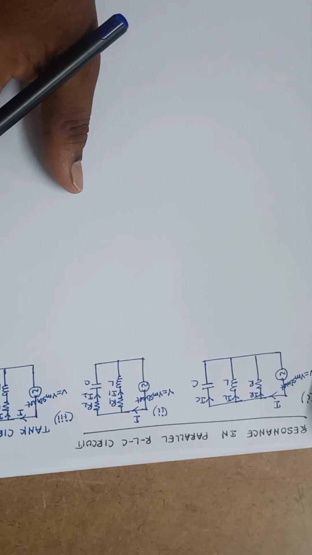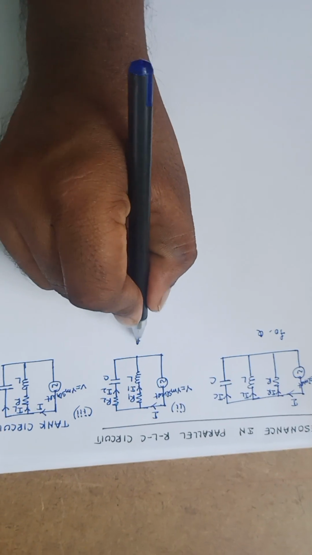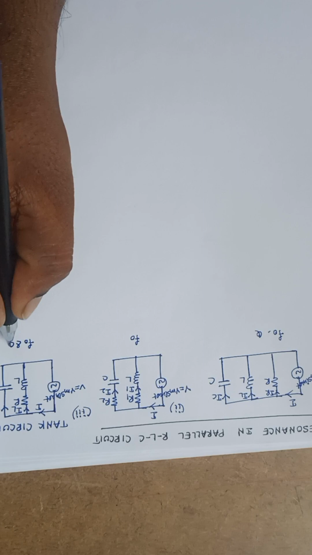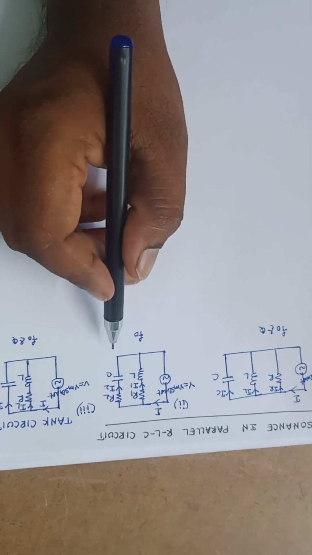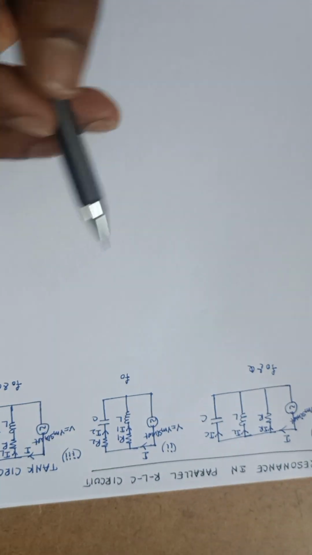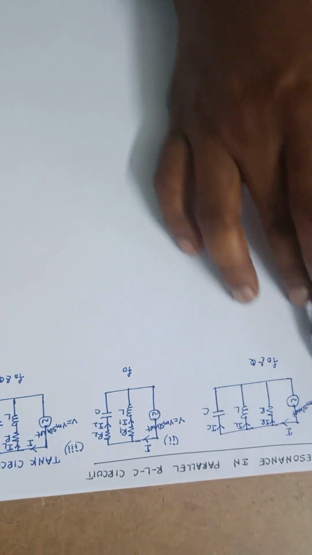For these circuits I need to find the resonance frequency F0 and the quality factor. These two things I will find. Here I need not find the quality factor, because it is somewhat difficult to calculate, so we need not find the quality factor for it. Next, let me explain this circuit first. So, parallel RLC circuit.